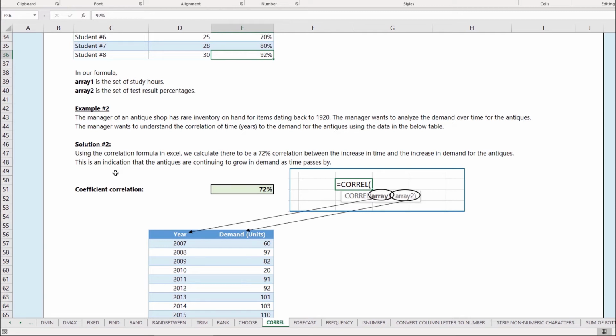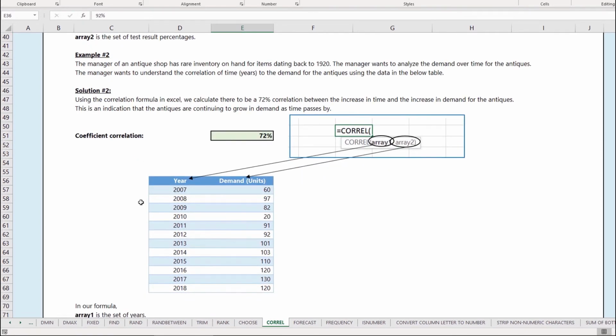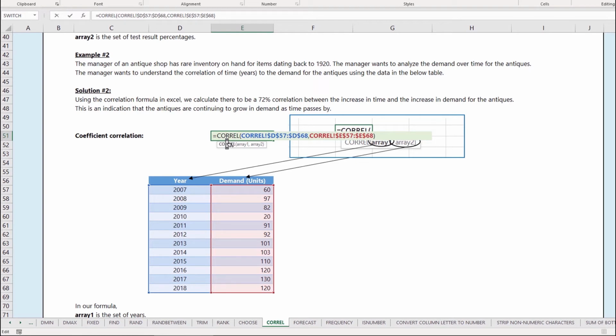So our solution is located below. We can use the coefficient correlation to determine whether there is a positive correlation or a strong correlation between the age of a particular antique and the demand that it has. So as we can see in cell E51, we performed the coefficient correlation calculation using equals Correl, and then we select the first array, which is D57 through D68. We separate that with a comma, and then we select the second data array, which is the demand. The first one was the year, and the second one is the demand. And the demand is in cells E57 through E68.